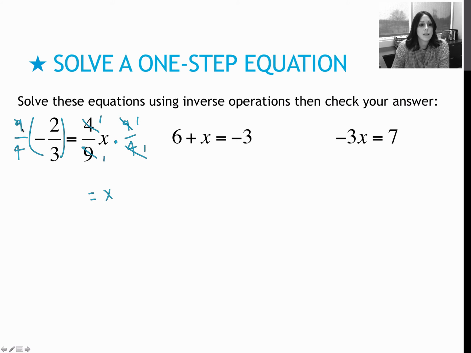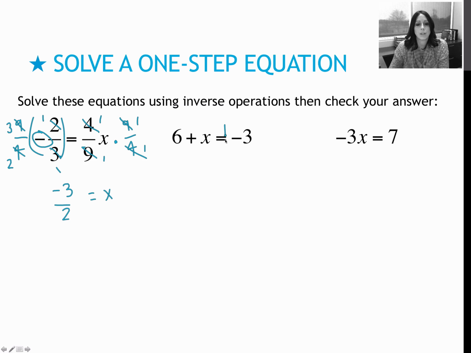On the left side, this one reduces to 3 and 1. This one reduces to 2 and 1. So I get 3 times 1 with that negative in there is negative 3, and 2 times 1 is 2. So that should be my final answer.